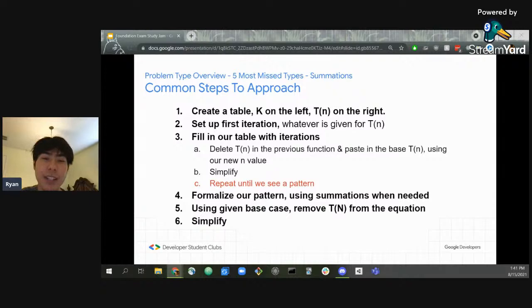First is to create a table, like I mentioned earlier, with k on the left and t of n on the right. K represents the steps, i.e. when I say k equals 1, I mean the first step of the recurrence relation.